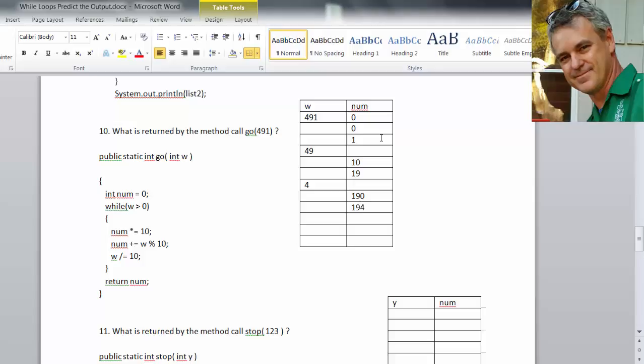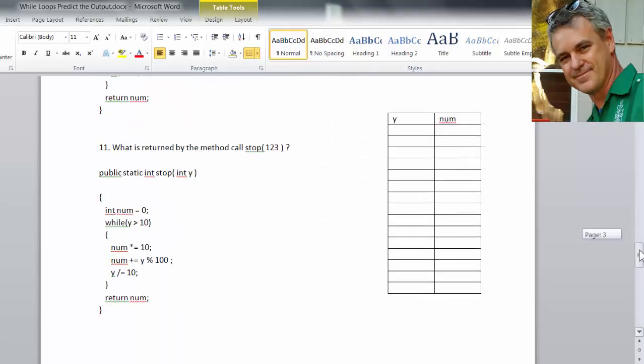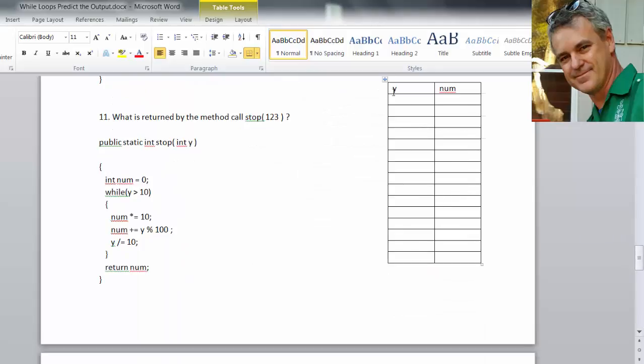Look what you just did. We just reversed 491 into 194. And finally, W divided by equal 10. 4 divided by 10 is just 0. And 0 is not bigger than 0. We are done. So this is a reverse the number program, a reverse the number loop or method. Okay, number 11, let's see what happens here.